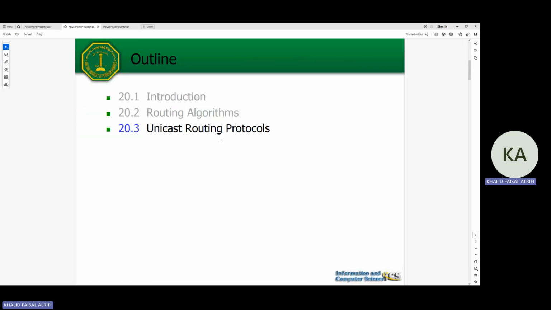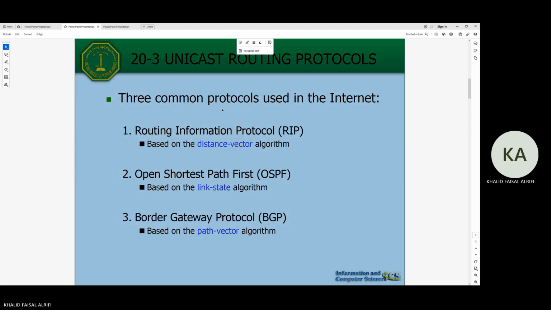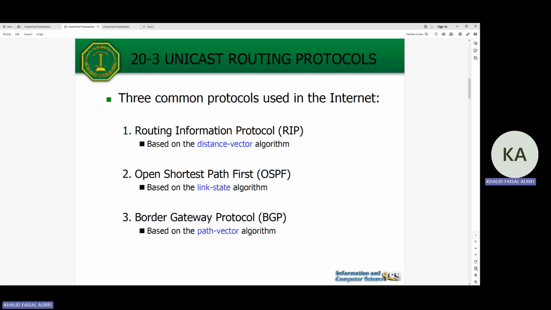Now we will go for part 2, unicast routing protocols. You can see the application of the routing algorithms that we have just taken. So we have 3 common protocols. You have the Routing Information Protocol (RIP), which is based on the distance vector. You have the Open Shortest Path First, which is based on the link state. You have the Border Gateway Protocol, which is based on the path vector.